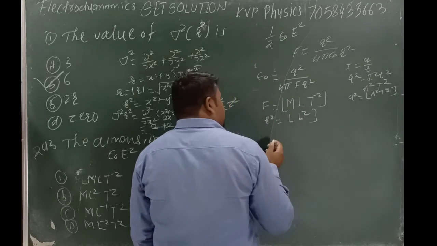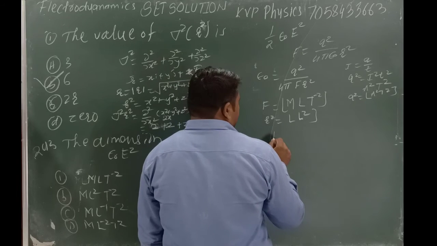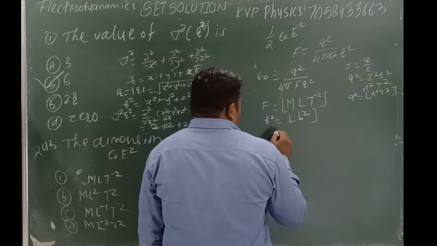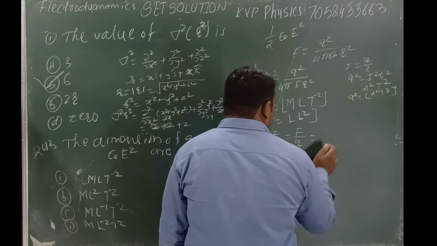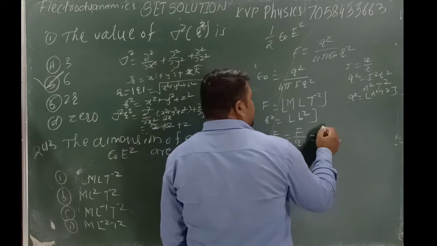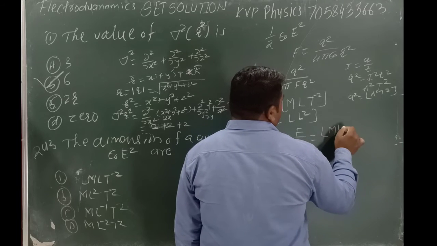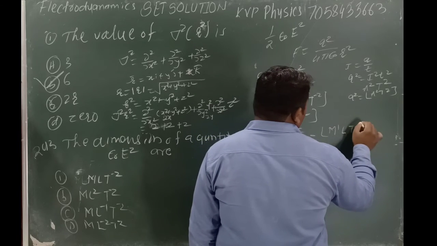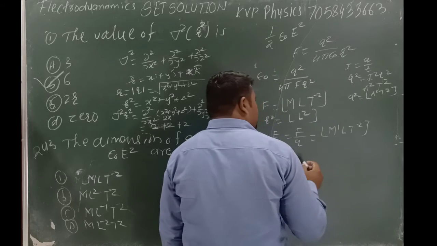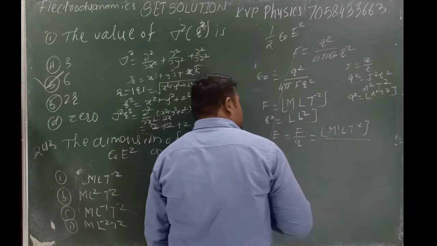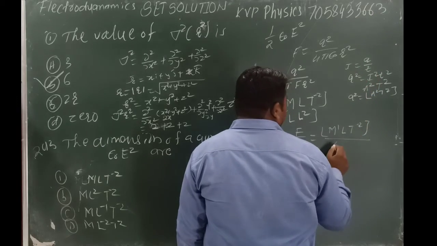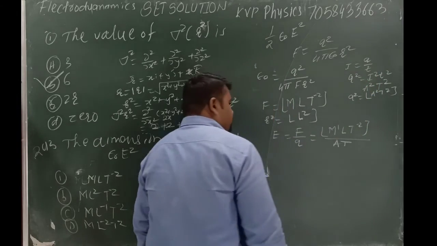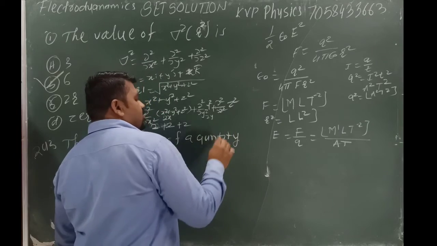Next, what is the dimension of E? We know that E is F upon Q. F dimension is M to the power 1, L to the power 1 and T to the power minus 2, upon what is the dimension of Q? Dimension of Q is equal to IT, meaning A into T. The factor 1 by 2 has no dimension.